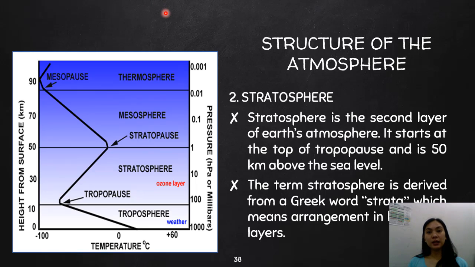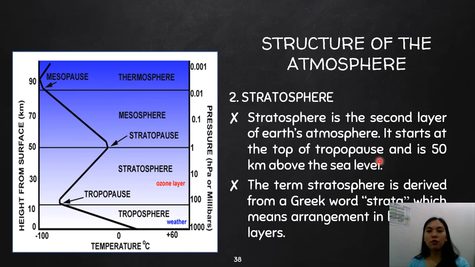So let's go to the second layer of your atmosphere, which is your stratosphere. It says here, stratosphere is the second layer of the Earth's atmosphere. It starts at the top of your tropopause and is 50 kilometers above sea level. I forgot to mention, kumbaga yung boundary po between your troposphere and your stratosphere is called your tropopause. Parang siya yung imaginary line between the two layers.